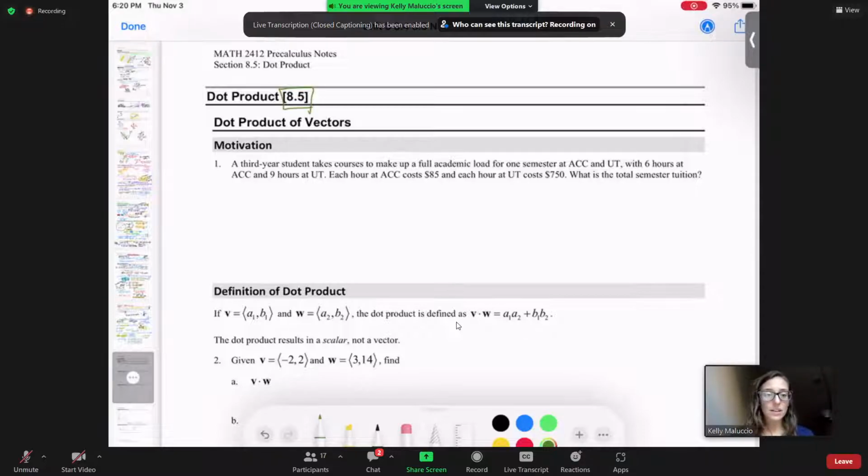So our motivation here is this problem. Let's take a look. A third-year student takes courses to make up a full academic load for one semester at ACC and UT, with 6 hours at ACC and 9 hours at UT. Wow, that sounds extremely stressful. Each hour at ACC costs $85, and each hour at UT costs $750. Makes sense. This is why community college is amazing.